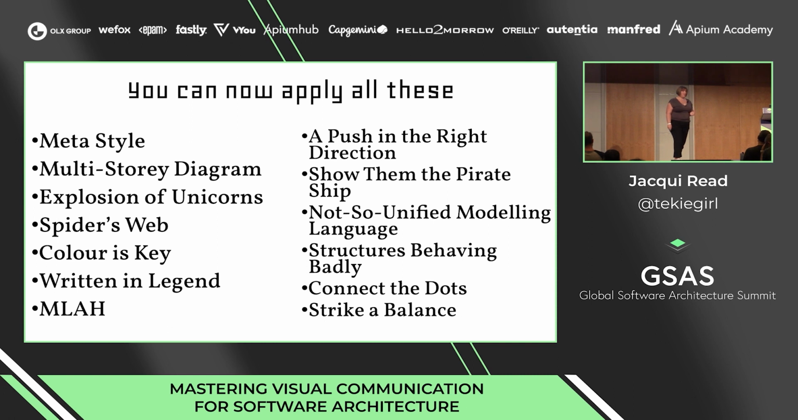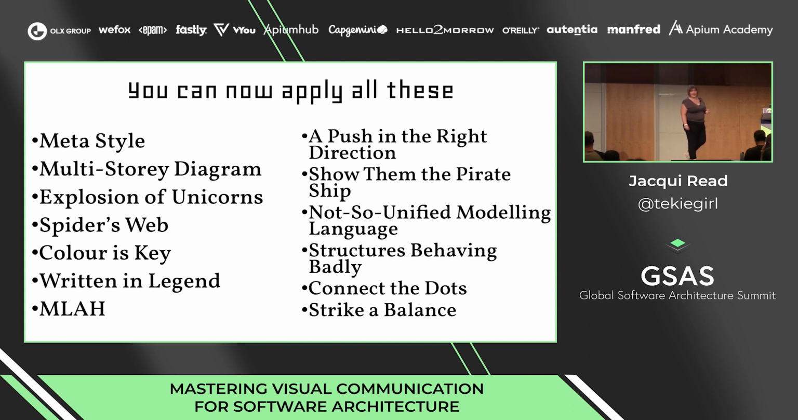So, a bit of a summary. We've gone through 13 different patterns and anti-patterns today. You may not have realised how many we did. We had meta style, so now you can think about how the style of your image is going to communicate things, possibly even subconsciously, to your audience. Multi-story diagram: don't mix the levels of your diagrams. It just causes confusion. Explosion of unicorns: don't make me put my sunglasses back on.